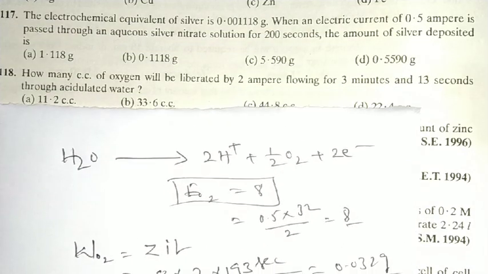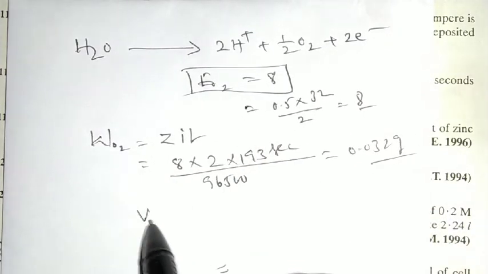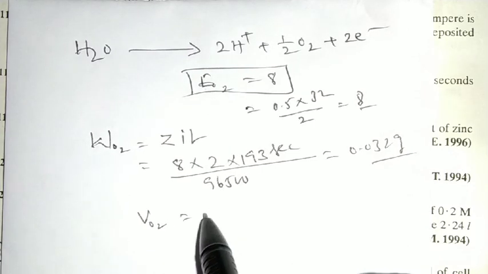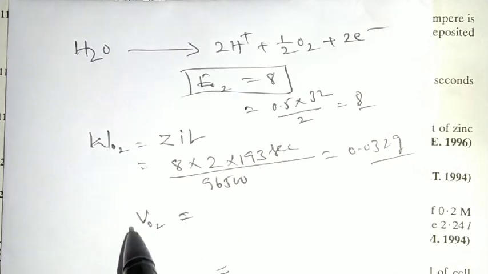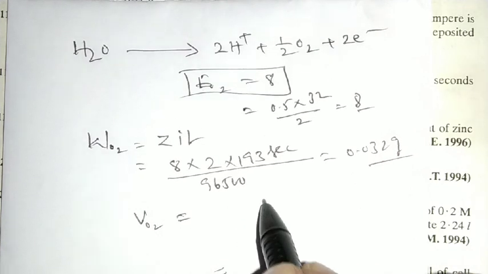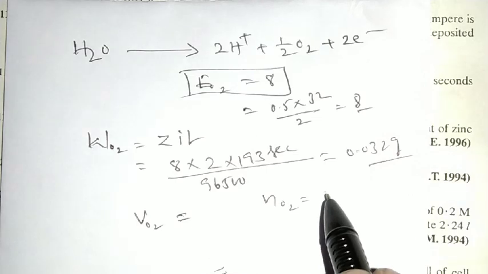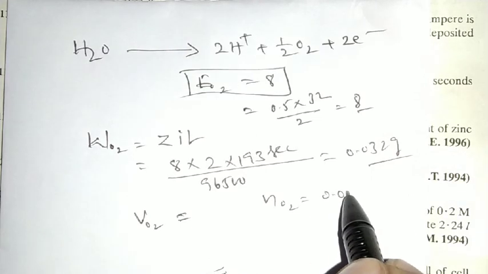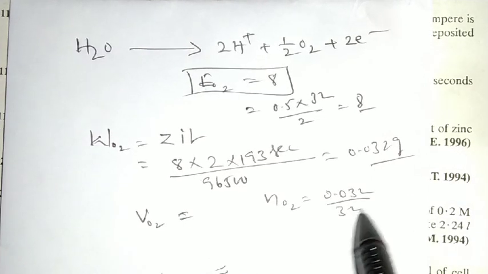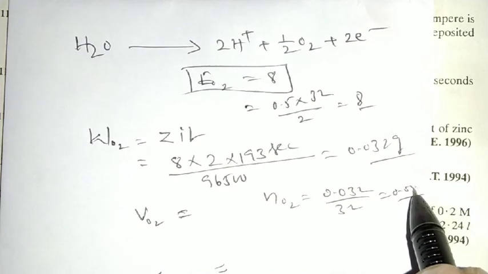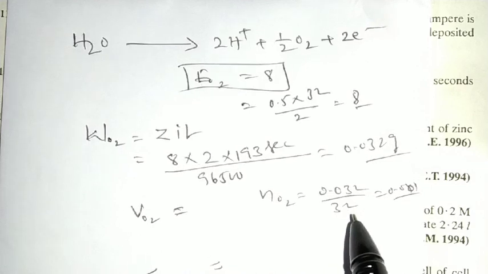Still it is not completed. Here, the volume of the oxygen: if you want to identify the volume, you must identify the number of moles. Number of moles of O2 equals weight of the oxygen by gram molecular weight, 0.032 by 32. Then I'll get 0.001.